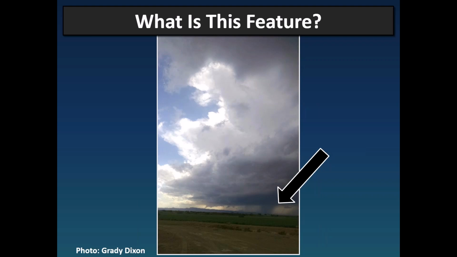So if you answered downdraft, that would be correct. It is part of a downdraft. It's not necessarily a microburst, but part of a downdraft. And the key way of telling that it's a downdraft and not a tornado is that it's not opaque. You can see partially through it. It is not a solid mass. It is rain, and you can see through rain.